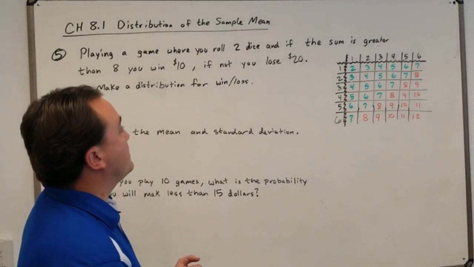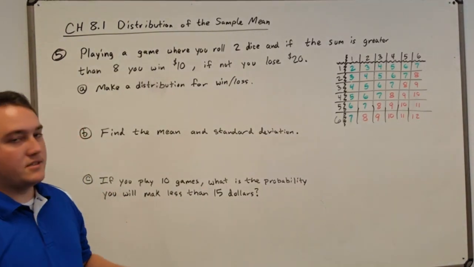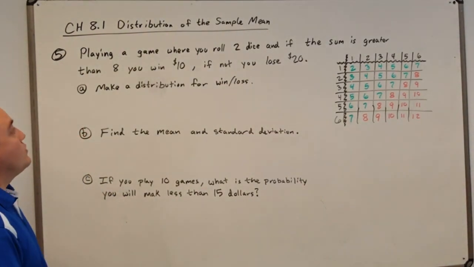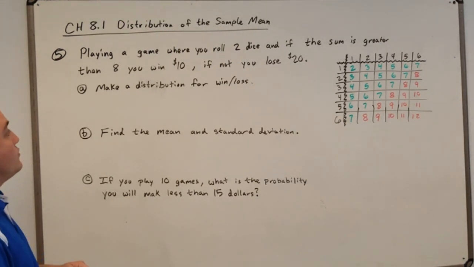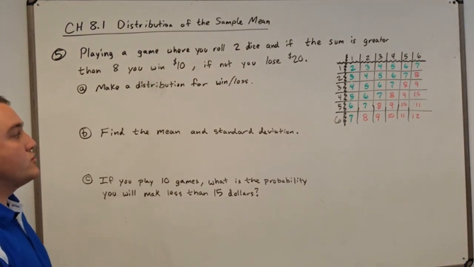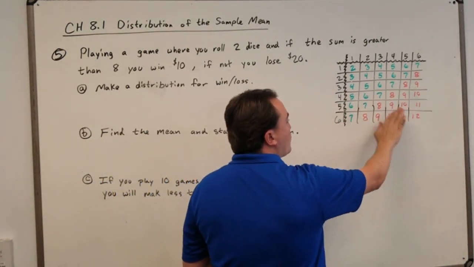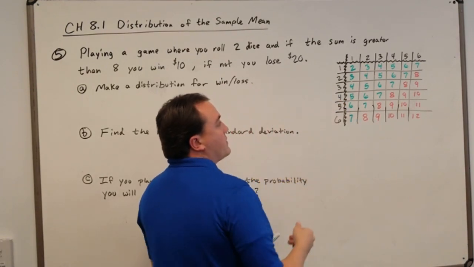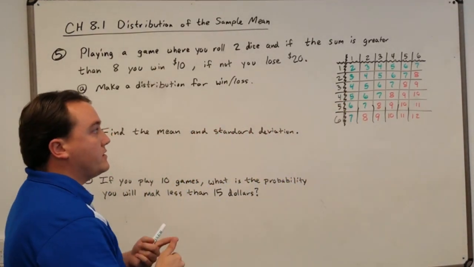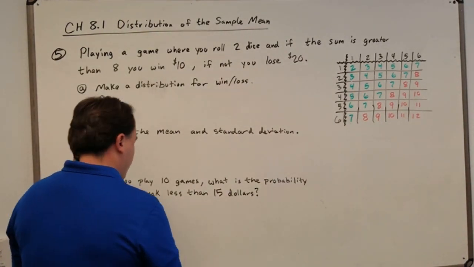Okay, here's our last example, and it's similar to a binomial problem, but we're going to make a frequency distribution and find the mean and standard deviation by hand. So playing a game where you roll 2 dice, and if the sum is greater than 8, you will win $10. If not, you'll lose $20. So I drew our table of values here. Red is good, green is bad. Green means lost. So we need to figure out, first of all, the probability of winning and the probability of losing, okay? So let's make a little table here.